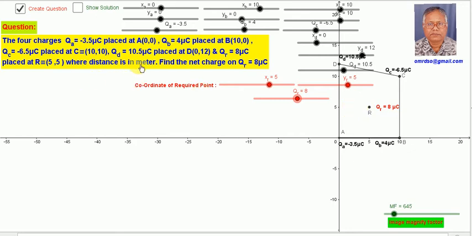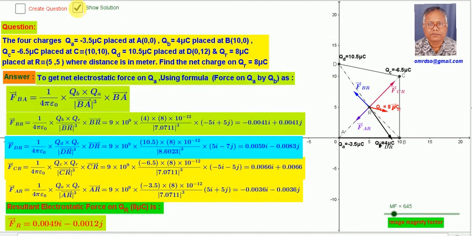Find the net electrostatic force on charge QR. Okay, so how it has been solved, let us see it. So the solution, here it is.